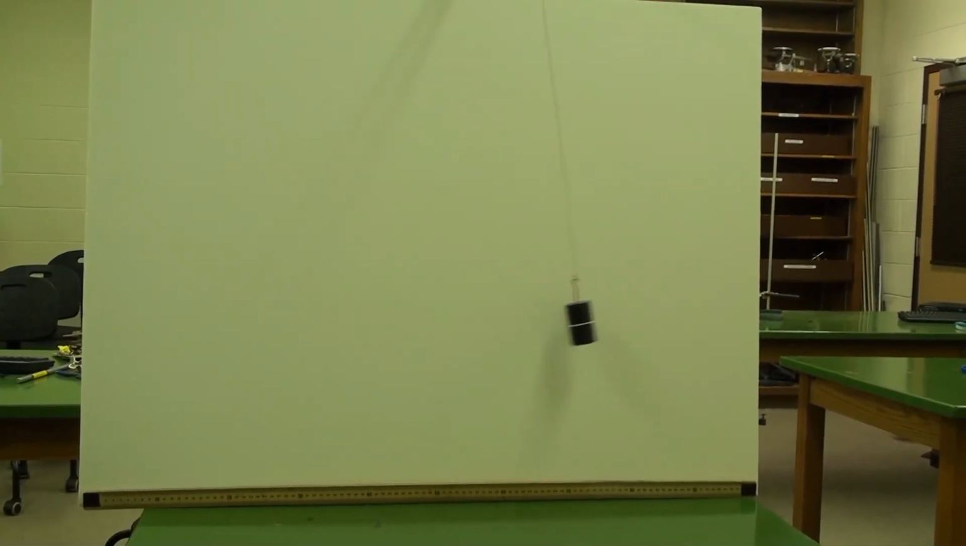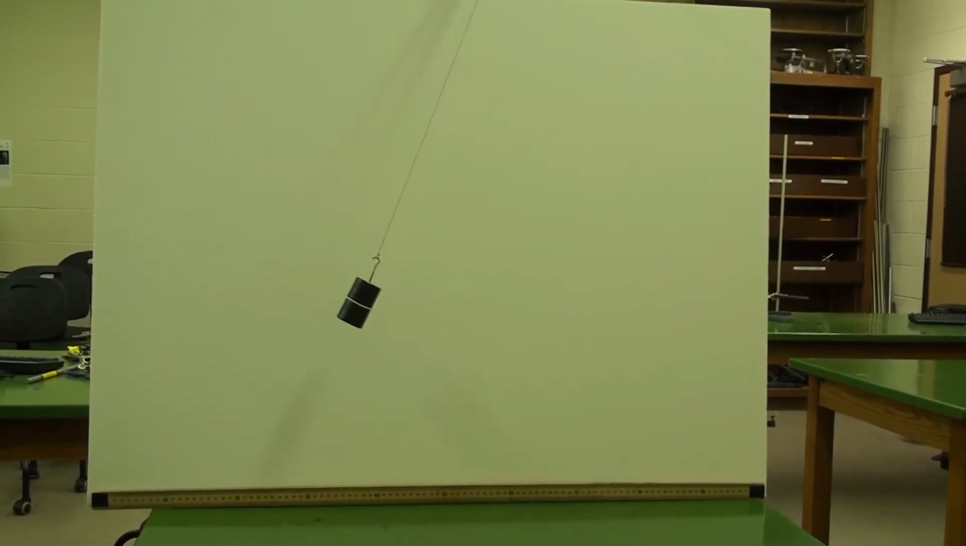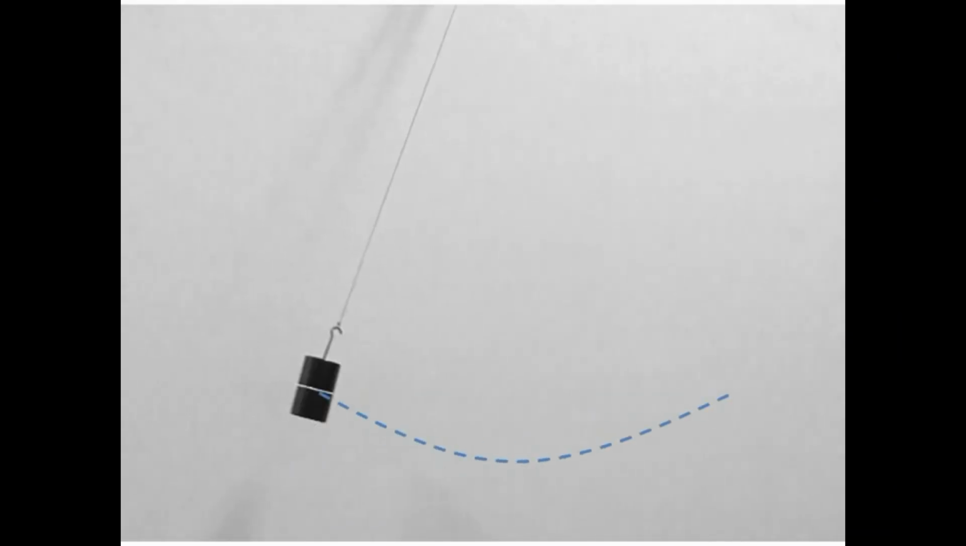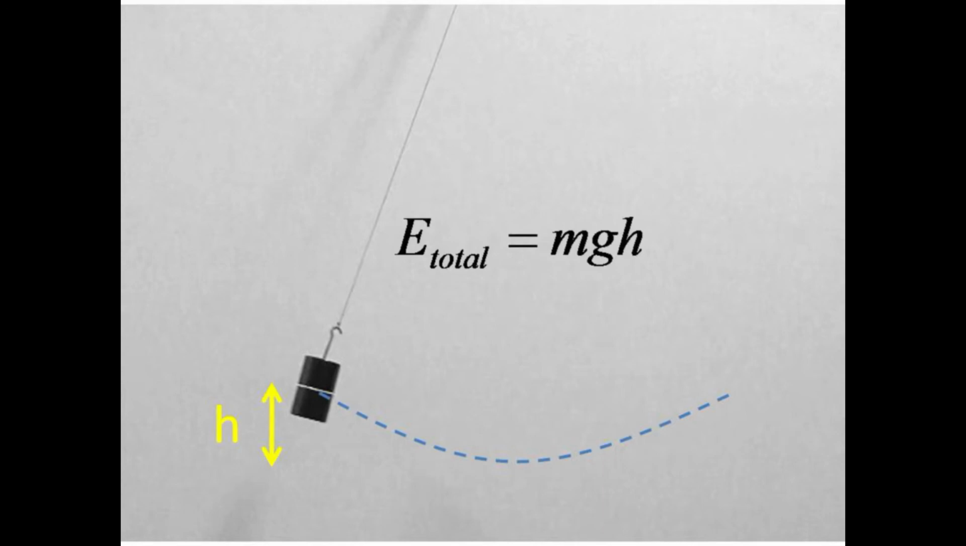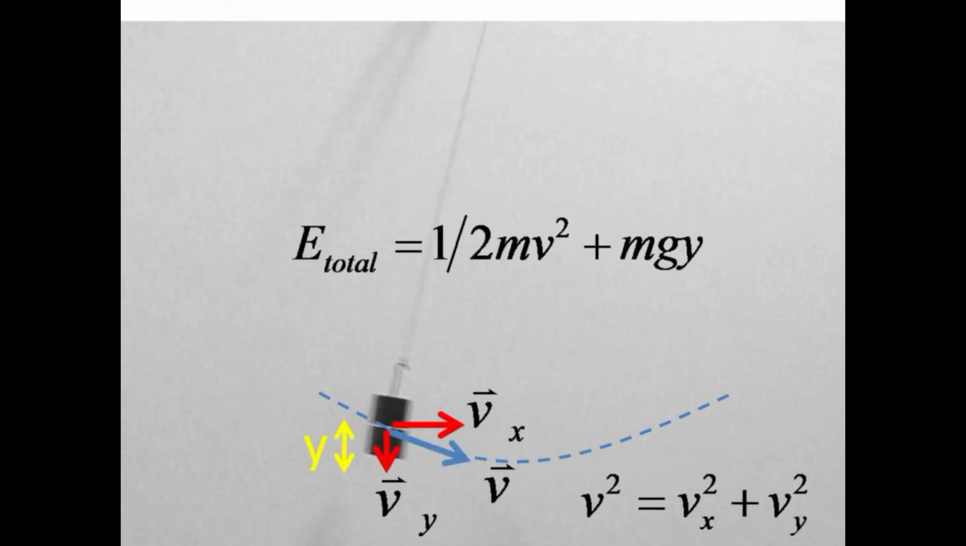A swinging pendulum can illustrate the same energy conservation ideas. When displaced far to the left and released, the pendulum has a potential energy of mgh due to its height h above the equilibrium position. As the pendulum swings downward, it picks up both horizontal and vertical components of velocity while it loses height. Once again, the square of the speed is equal to the sum of vx squared plus vy squared.